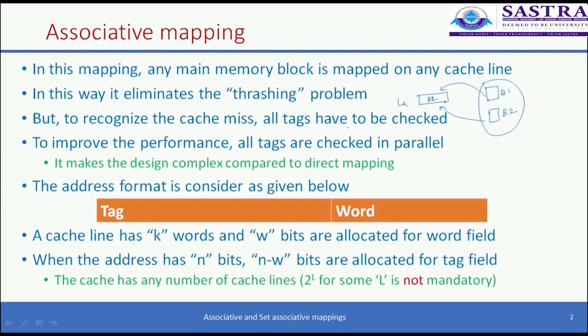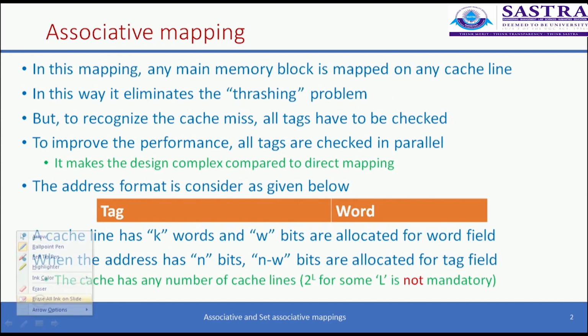Direct mapping is simple, but it has this thrashing problem. In fully associative mapping, any main memory block may be mapped on any cache line. So, this thrashing problem is avoided. But to recognize the cache miss, all tags have to be checked. Why? Because a block may be in any one of the cache lines. So, each and every line's tag should be compared.